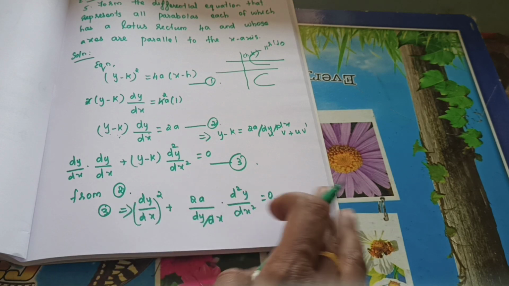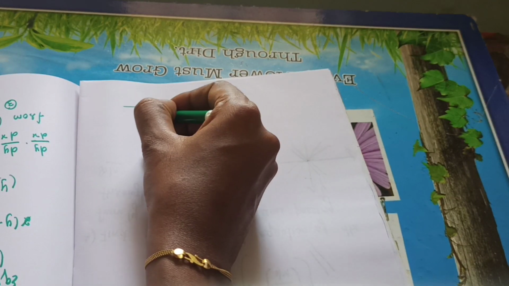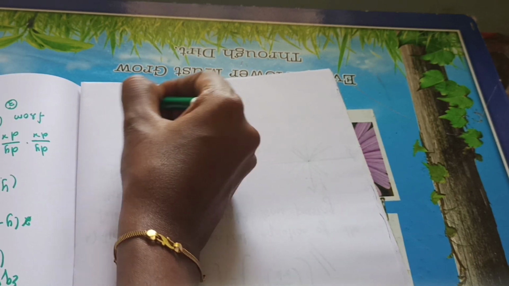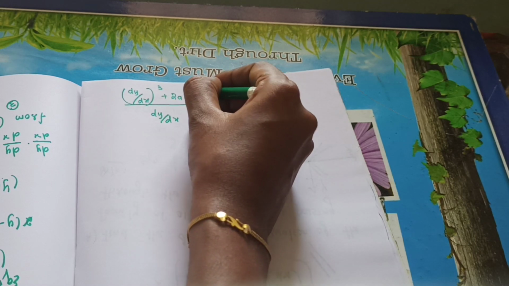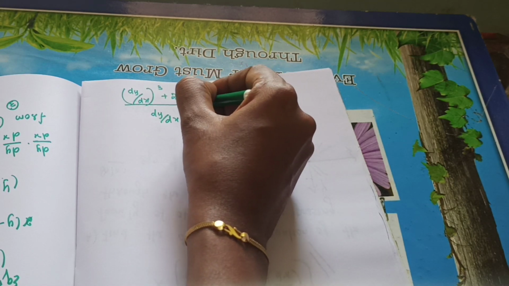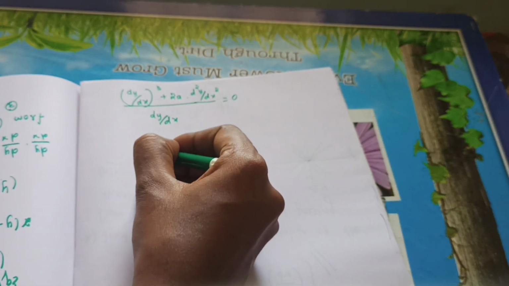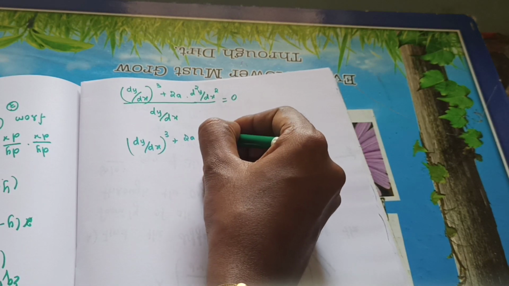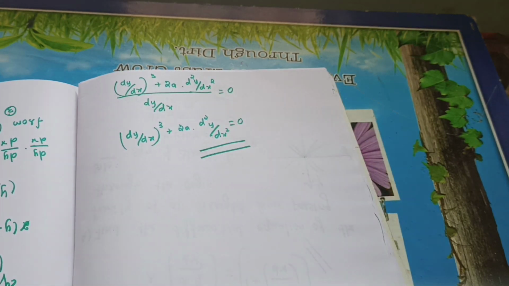Okay students, now take the LCM and simplify. The LCM is dy by dx. So (dy by dx) the whole cube plus 2a into d square y by dx square is equal to 0. So this is the required answer.